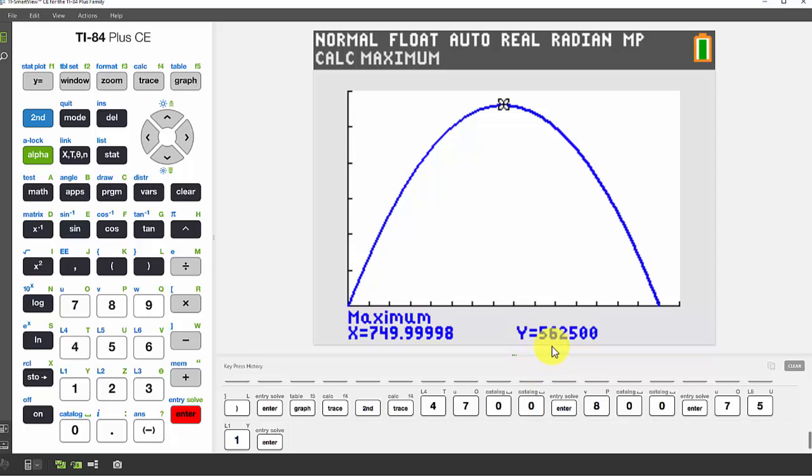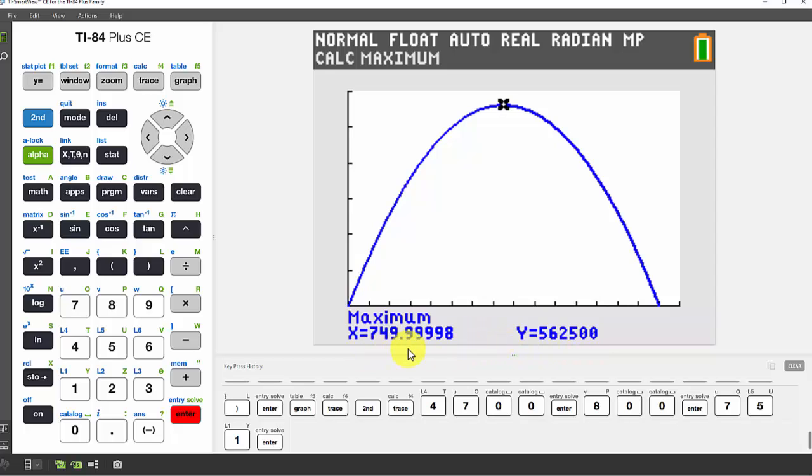Now, this other value over here, the y value, this is the maximum area, and this is the answer to part C. And so here's your answer to part B right here, 750. Here's your answer to part C right here, 562,500. And if you put those both into MyLab, I'm sure you'd have no problem.